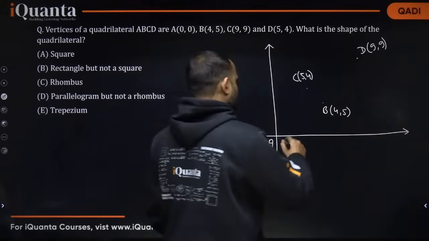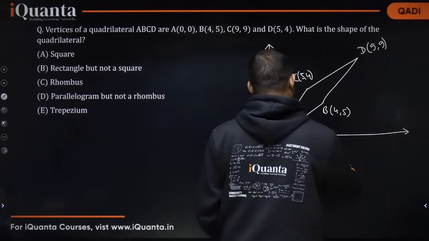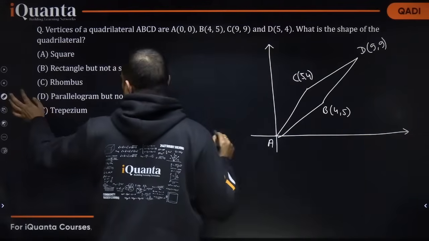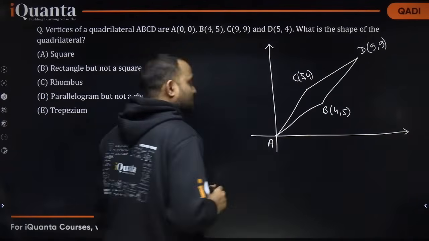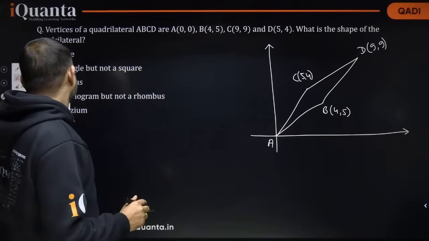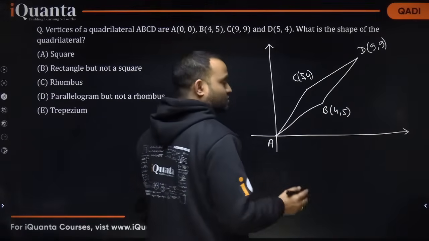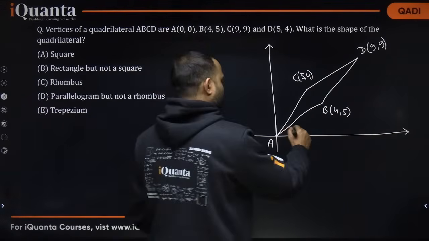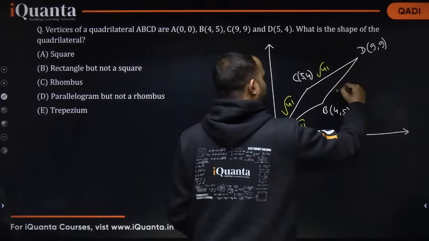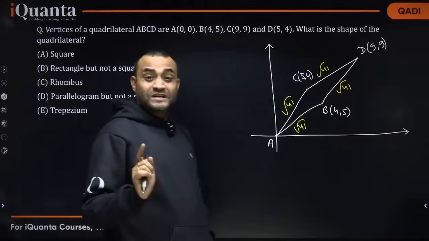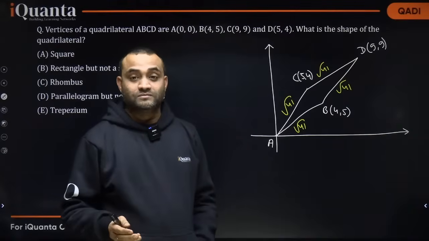This is the quadrilateral that you will get if you use all the points. Now, if you find the length, 4 square plus 5 square, that is equal to 25 plus 16, square root of 41. This is square root of 41, this is square root of 41, and this is square root of 41. All of these sides are of the same length. That means it's either a rhombus or a square, correct?